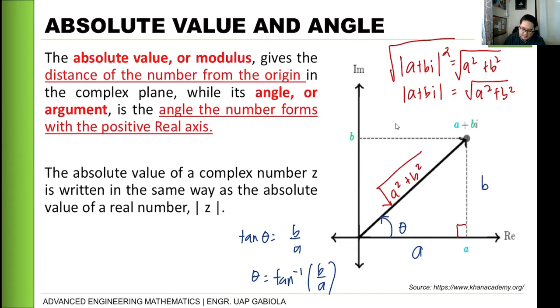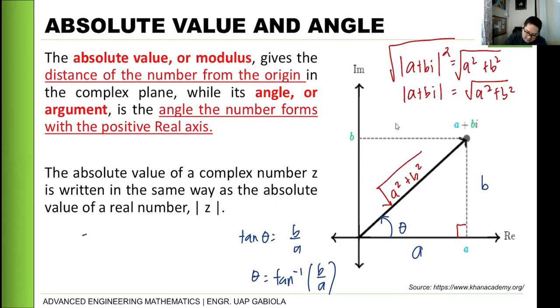Okay? So yan daw kung paano natin makukuha yung equivalent absolute value and angle or argument of a given complex number. Okay? So the absolute value of a complex number is written in the same way as the absolute value of a real number, which is meron tayong two vertical lines and then yung ating z.